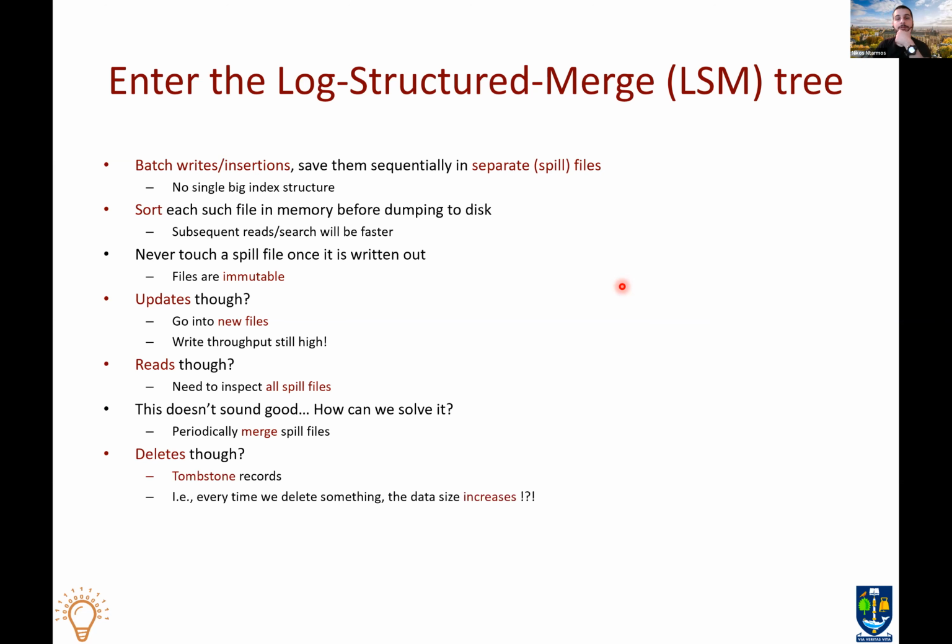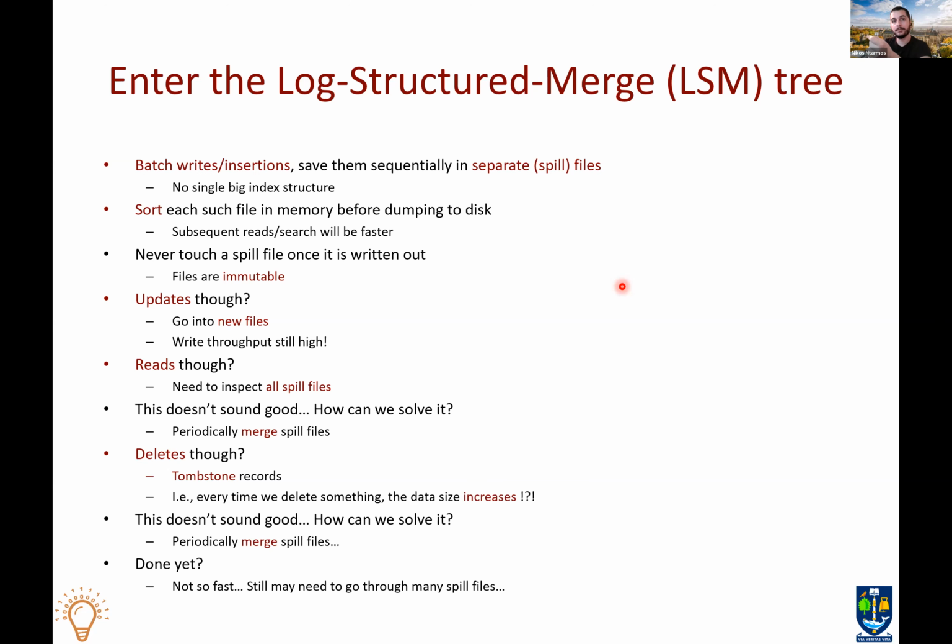Okay. So with tombstone records, every time we delete something, the data size increases, which is counterintuitive. It is a necessary evil, but by periodically merging the spill files, the size will go down eventually. So we still may need to go through many spill files in this case. How do we decide the time of periodic merge? It could be time-based. It could be based on how many spill files I have. Several ways to decide this.